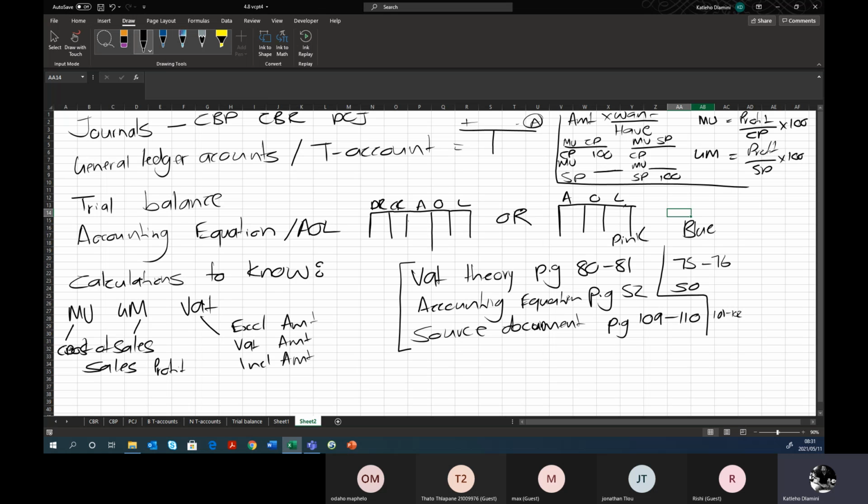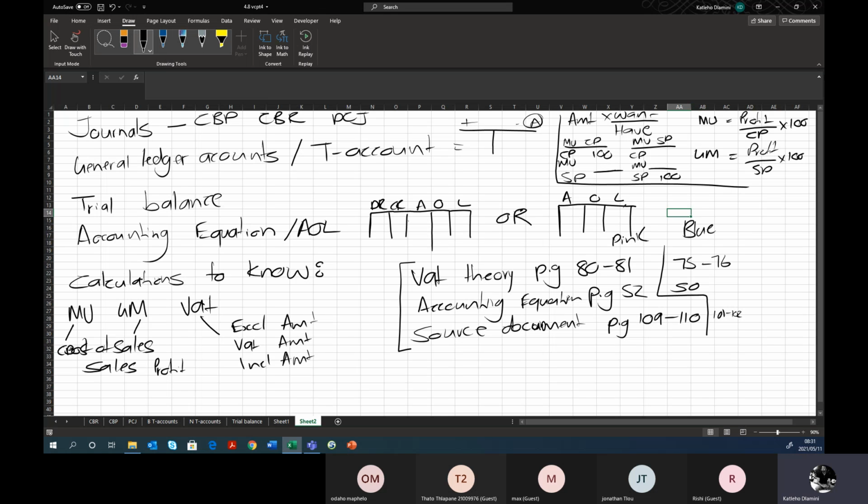So we are not done with the work. By 4.8 on page 135 in the pink book, we just drafted the trial balance and we did the general ledgers. So we did all the way to number 5. Now, what I want you to do is the following. I want you to do number 6.